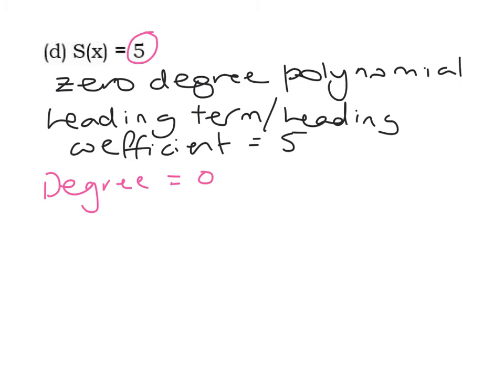The constant is 5. And we don't really classify these ones as being monic or non-monic simply because they don't contain any x's.